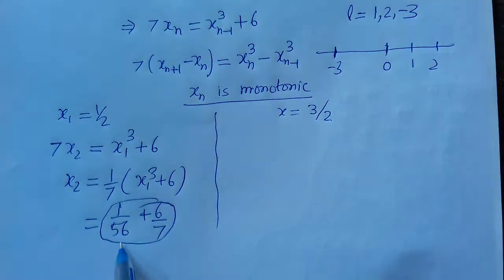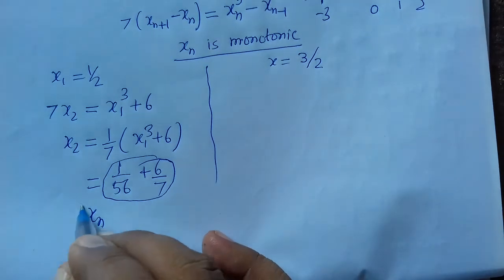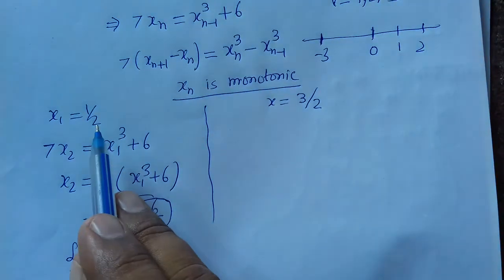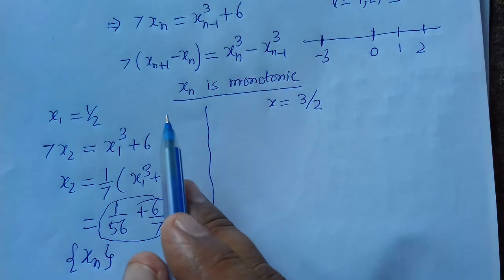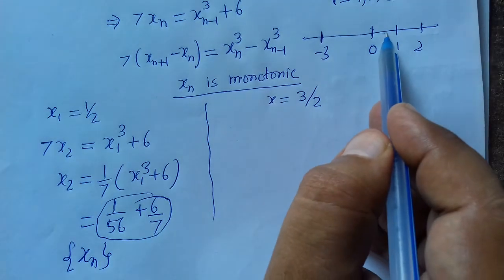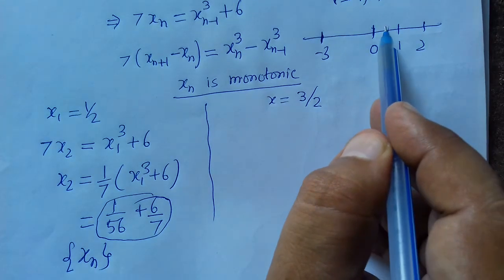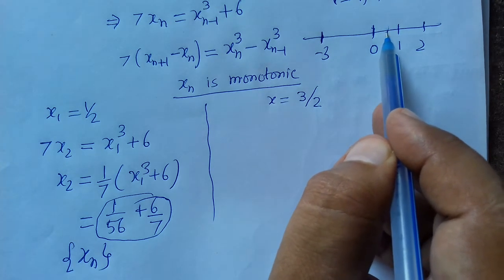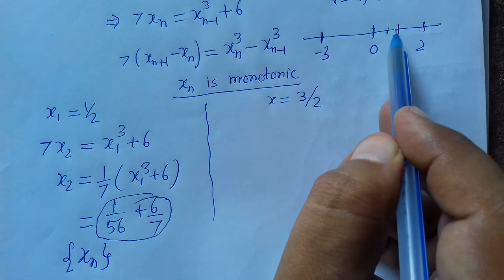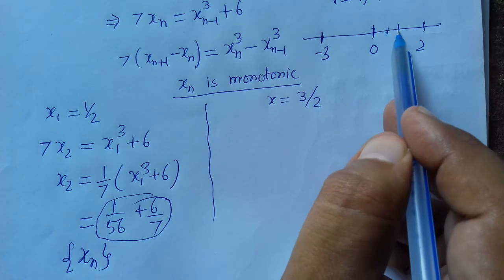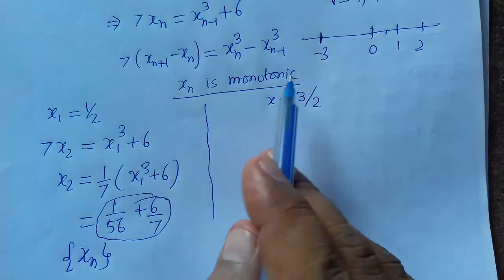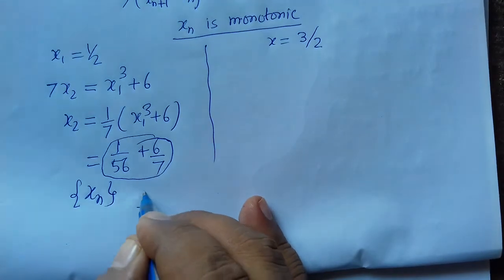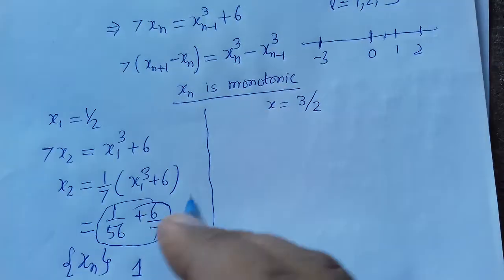Then the sequence x_n in this case is increasing, and goes from half to a limit. Half will be here. If you go increasing from this point half, then the nearest limit is 1. So in this case the limit will be 1.